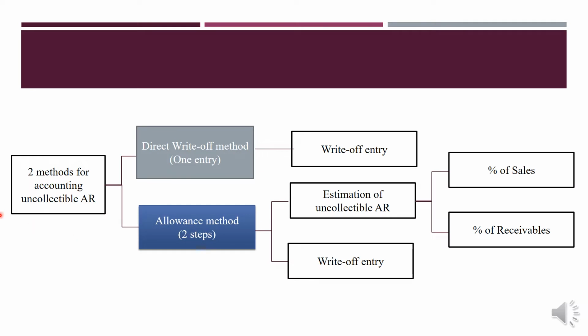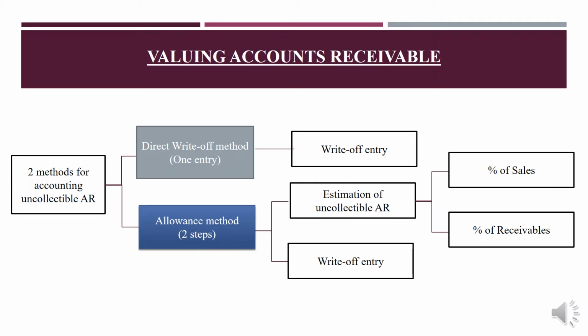There are two methods for accounting for the uncollectible accounts receivable. The first method is called the direct write-off method, and we only have one entry. It's very simple to calculate. The second method is the allowance method, where two steps are included. First, we need to estimate the accounts receivable that will be uncollectible. After that, we write off. In order for us to estimate the uncollectible accounts receivable, we need to apply one of these methods: either the percentage of sales method, or the percentage of receivables. Let's start with the write-off entry.